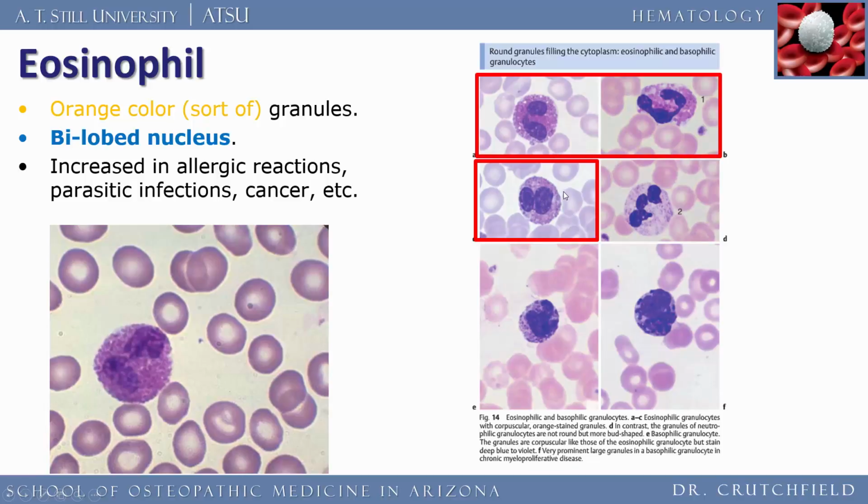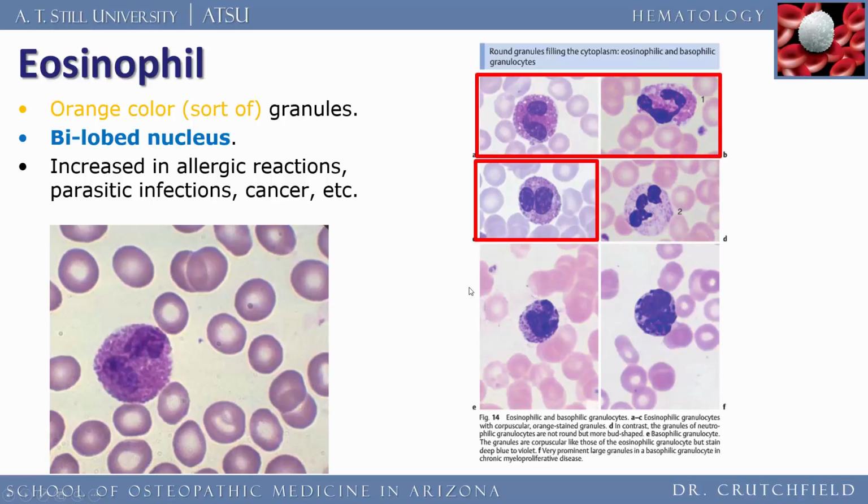This one's bilobed with lots of granules. They say they stain orange or red. And if we look at the caption here to the picture, it says eosinophilic and basophilic granulocytes. The eosinophilic granulocytes with orange stained granules. Okay, use your imagination. In contrast, the granules of a neutrophil are not round, but are more bud-shaped. I'll be honest, I can't tell round or bud-shaped. I don't know what they're talking about here.